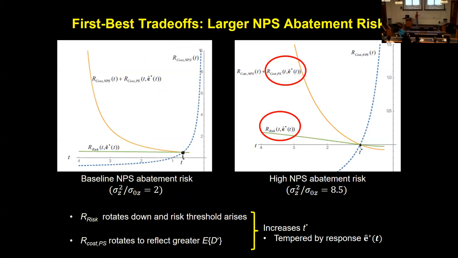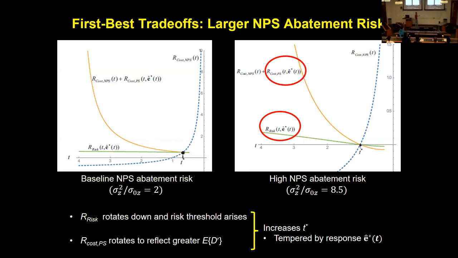Now, if I increase this term here to a much larger value, 8.5, we're getting quite a bit of non-point abatement risk. We actually see this curve rotates and now intersects the x-axis. And this curve rotates as well. So the risk term rotates down and the risk threshold arises where it crosses the axis. The cost term benefits rotate to reflect the fact that there's greater expected damages due to this risk. Expected damages go up when there's more risk. So that's going to increase the slope of this, and it's going to increase t.